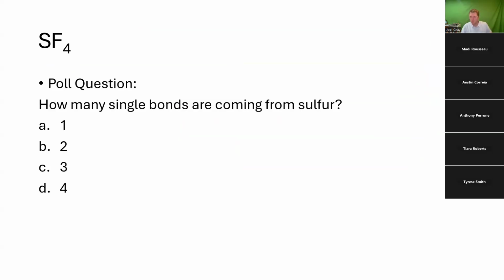So this is our next poll question for the day. How many single bonds are coming from sulfur? Is it one, two, three, or four? And I'll just do a quick model of our molecule. S, boom, boom, boom. F. I'm not going to draw all my electrons around my fluorine. And then a lone pair.